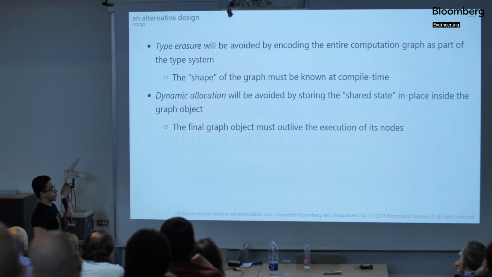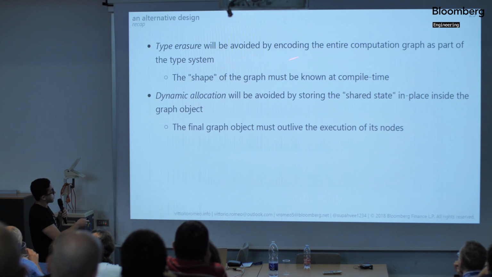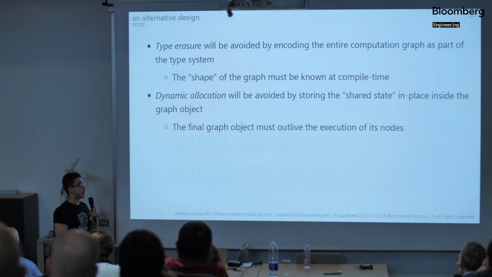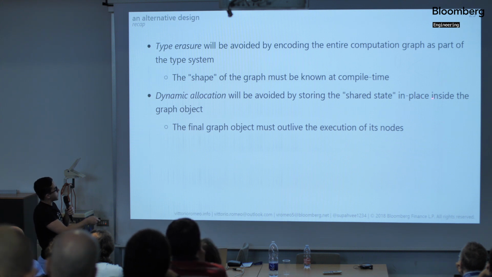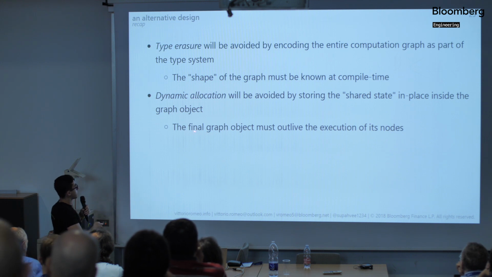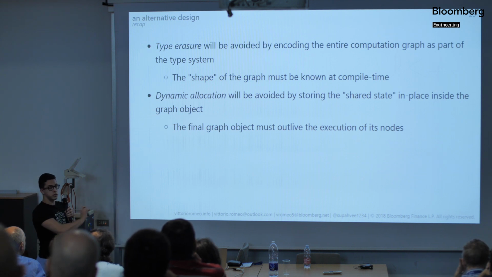So recap before we dive into more code. Type erasure will be avoided by encoding the entire graph as part of the type system, and the restriction here is that we need to know the shape of the graph at compile time. And dynamic allocation will be avoided by storing whatever the shared state is in place inside the graph object. And the restriction here is that the final graph object must outlive the execution of its nodes. So if you cannot guarantee that these two points are fulfilled, then this is not for you.